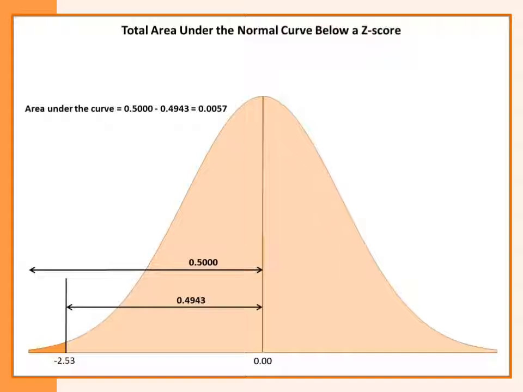So again, remembering that the entire area under the normal curve to the left of a mean of 0 is 0.5, we then subtract 0.4943 area under the curve, and that results in a value of 0.0057. So 0.0057 area under the curve falls below the value of a z-score of minus 2.53.